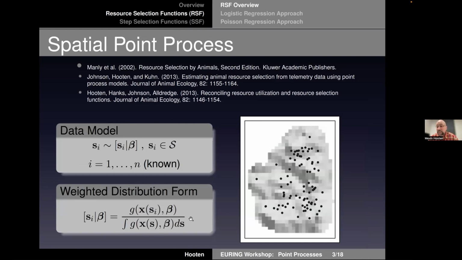So you can't maximize the likelihood or use it in a Bayesian context or any of that until you calculate that integral. And you might have to do that repeatedly. So that could be a crux in fitting these models. That's the challenging thing about point process models.